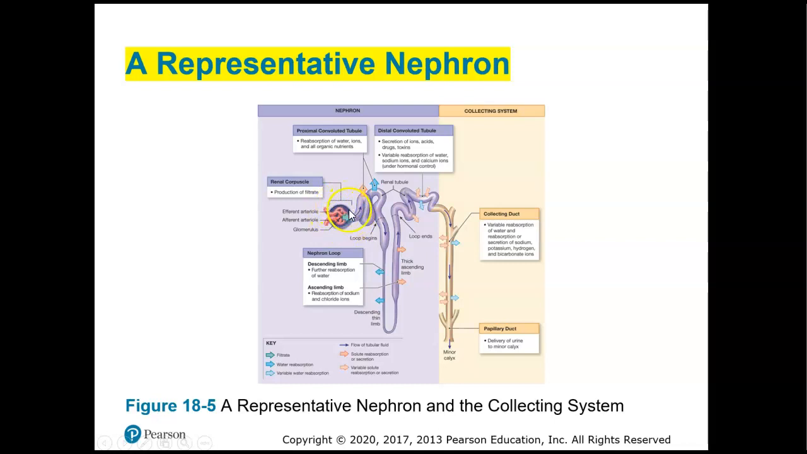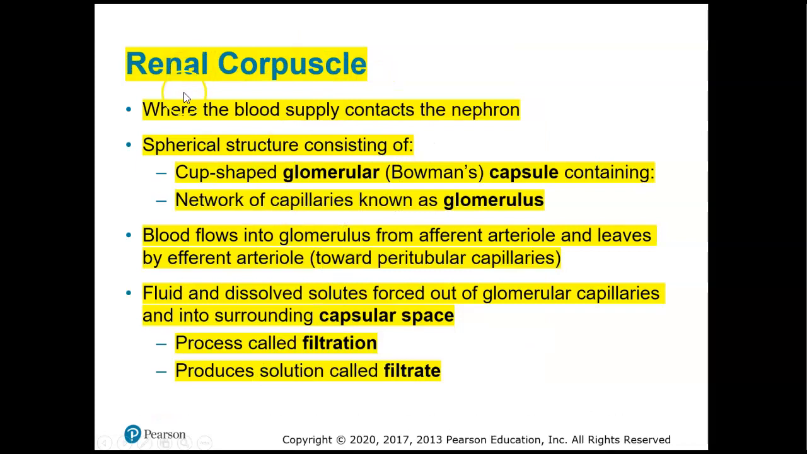This is where the filtrate is going to collect. And then the blood vessels here are called the glomerulus or the glomerular capillaries. So let's look at the renal corpuscle, look at the notes about the renal corpuscle. This is where the blood supply first contacts the nephron. It is a spherical structure consisting of two parts.